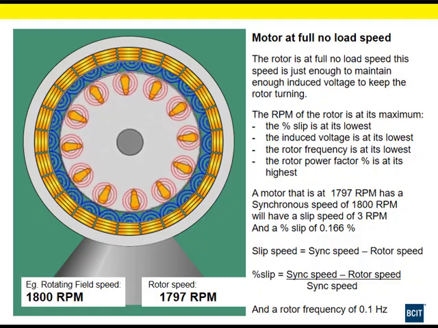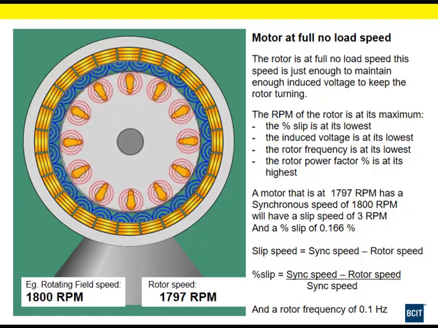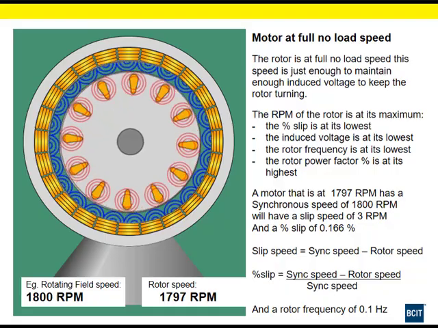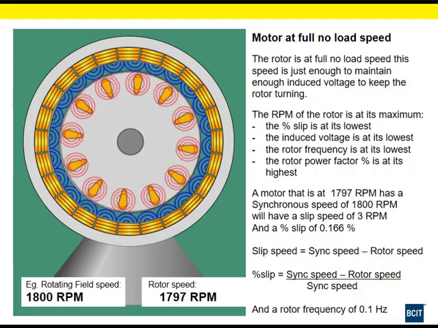So when we look at what the rotor frequency is going to be, it's dropped down to 1 hertz, or 0.166% times 60 hertz.